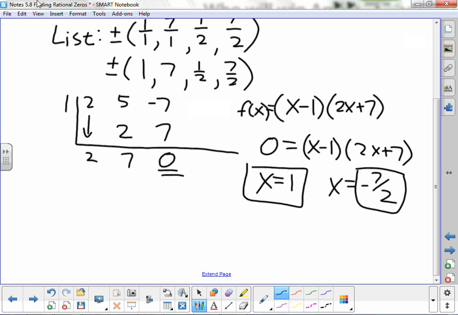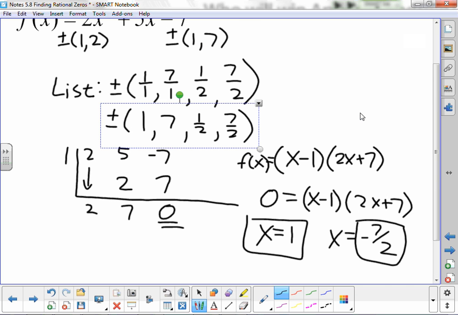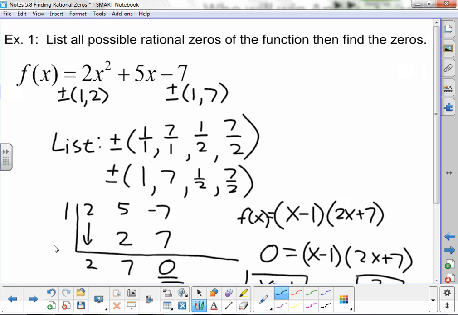And if you notice, both of those are in our list. We have a positive 1 in our list right here, and we have a -7/2 right here, because remember, it's always a plus and a minus, so this is our -7/2. So both of those numbers were in our list, which is what's to be expected because we just used the theorem. And that's how you use the theorem.